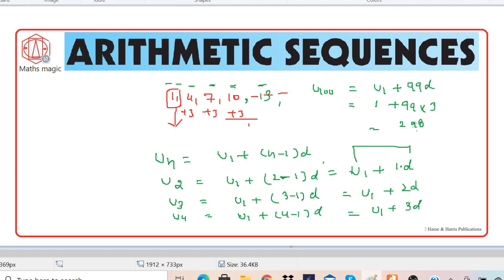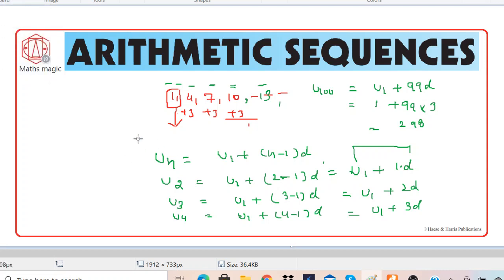Hope it's clear now. This was really important for you and it will help you to solve some difficult questions in certain situations where you need to form some simultaneous equations. I'll not discuss that part too much over here because we'll separately discuss that with some real problems.